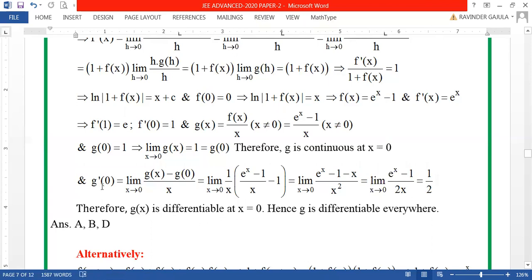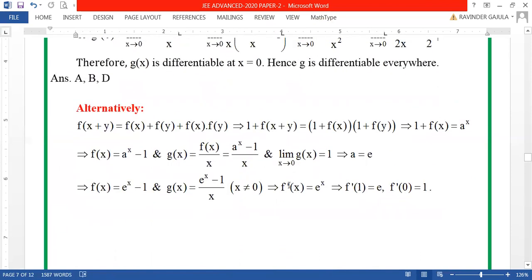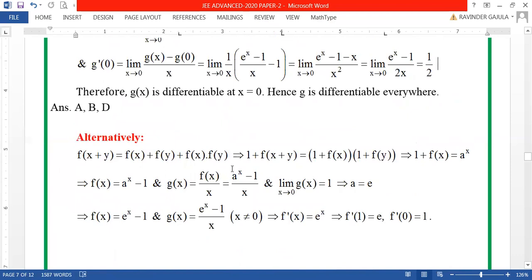Therefore, g of x is differentiable at x equal to 0 because it is existing. g dash 0 is existing. Hence, differentiable everywhere. g of x is differentiable at every point, as well as at x equal to 0. Therefore, g of x is differentiable everywhere is the right answer because g of x is e power x minus 1 by x. Got the point? Right.